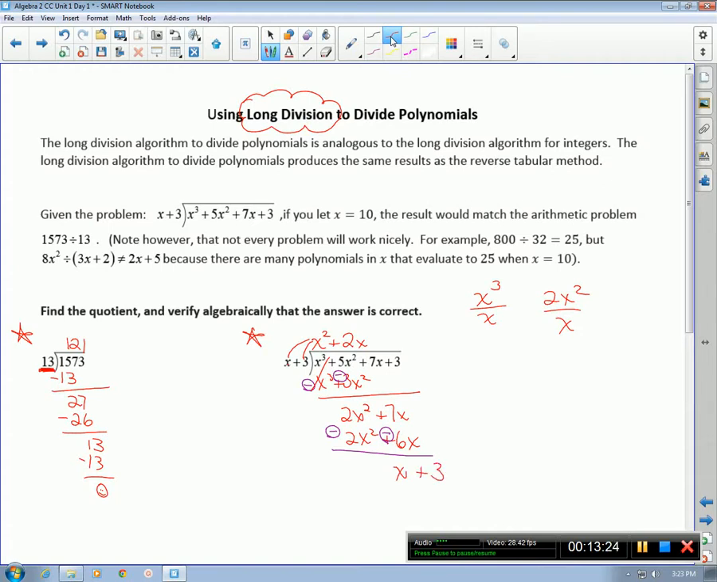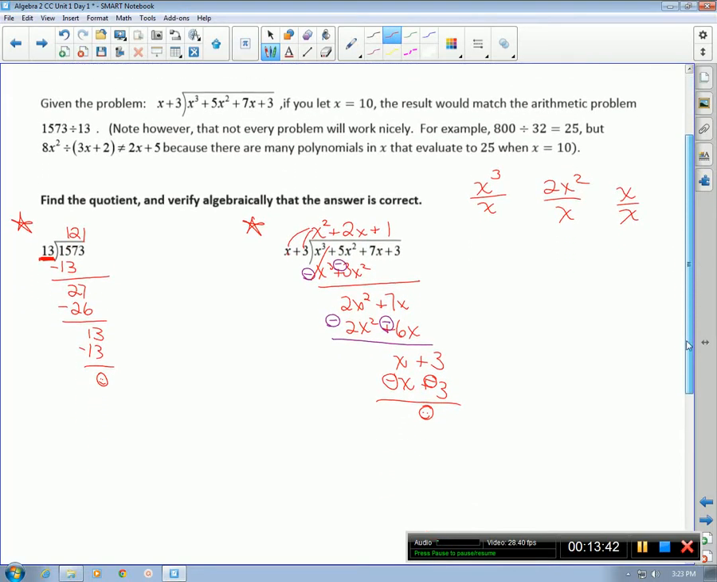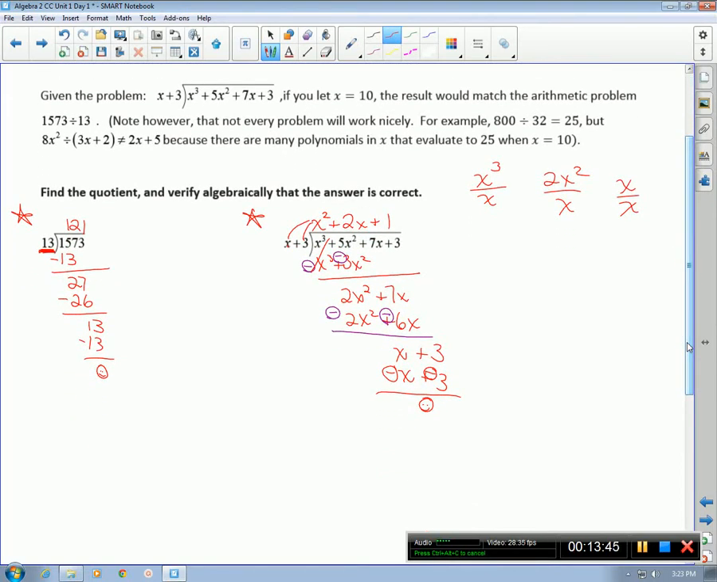We start over. x goes into x. You know what that one is. That's 1. That's x plus 3. And once I change the signs, I get 0. And 0 means, I want to do a smiley face there. 0 means it was a perfect factor. No remainder. So this quotient is x squared plus 2x plus 1.